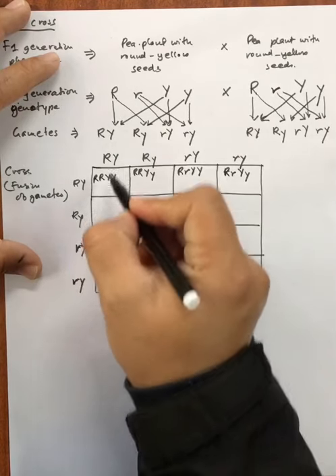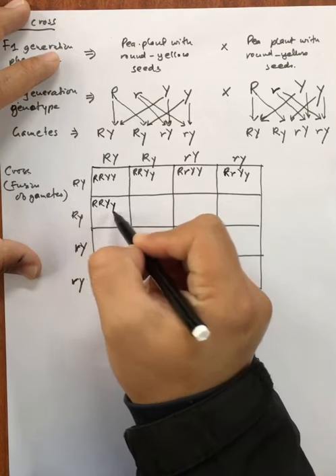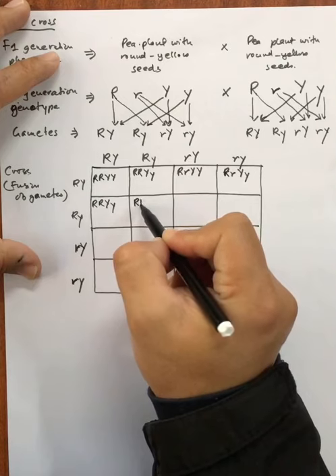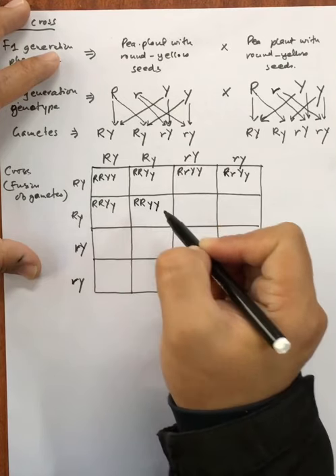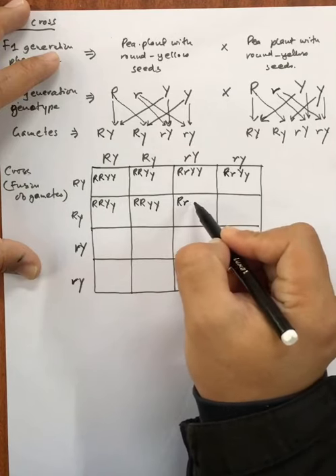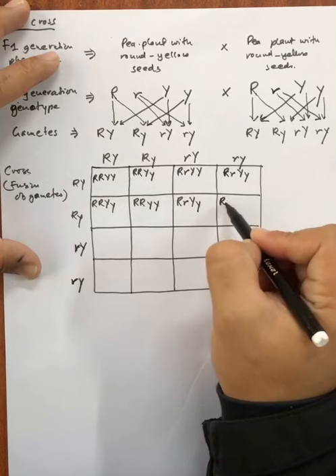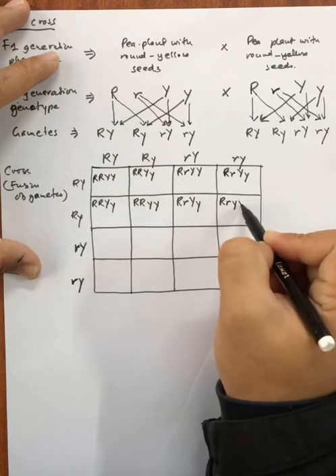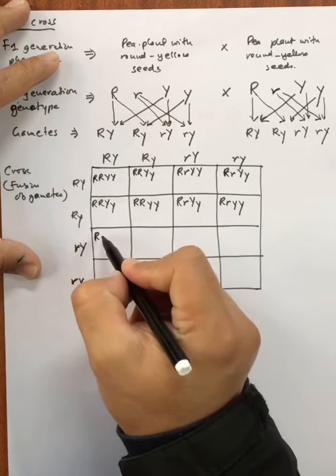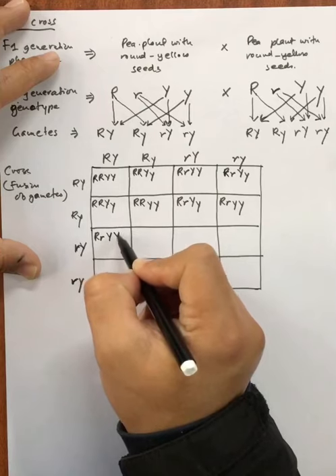Round and round, yellow and green. Round and round, green and green. Round and wrinkled, yellow and green. Round and wrinkled, green and green. Round and round and wrinkled, yellow and yellow.